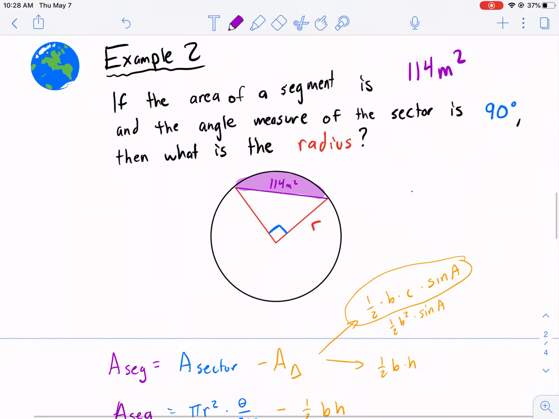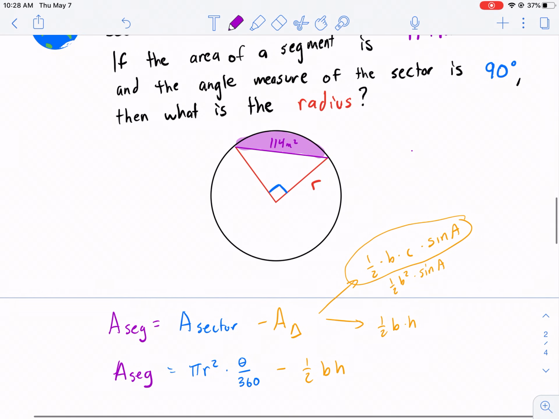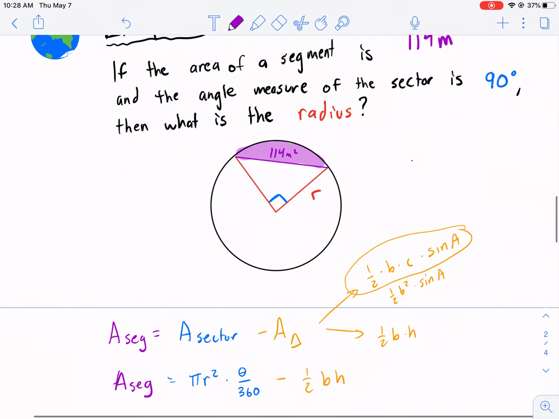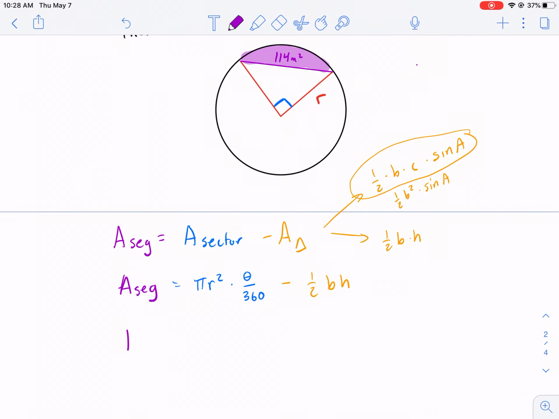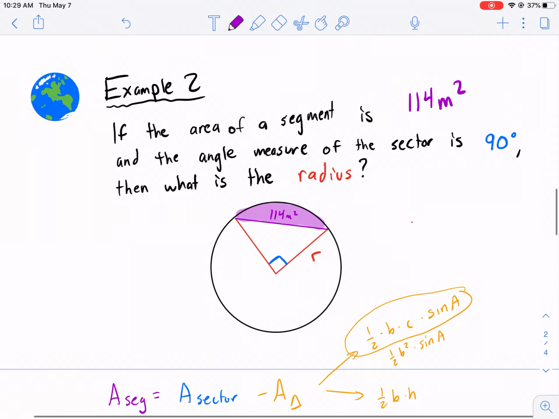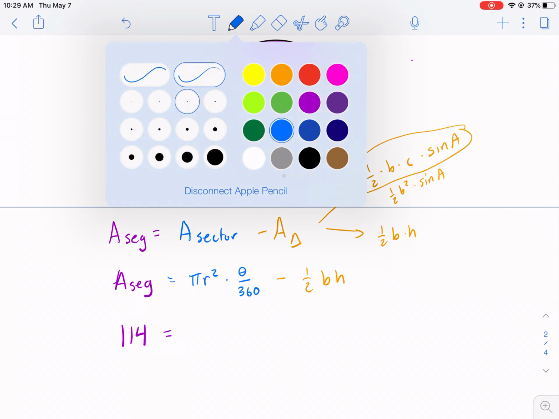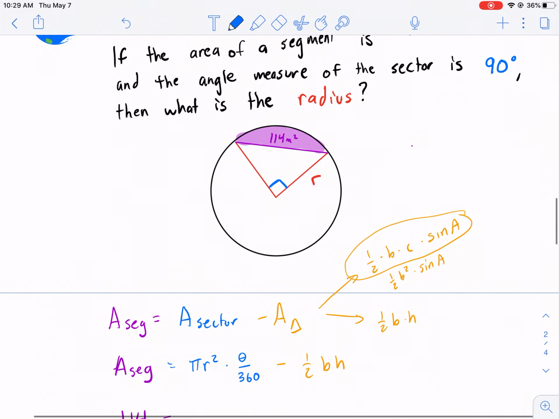Now, let's go ahead and decide some of the things we know and some of the things that we're trying to find. One of the things that we know is that the area of the segment is 114. So we're going to go ahead and plug in 114. We don't need to include the meters squared just yet. Now, the thing that we're trying to find is the radius.